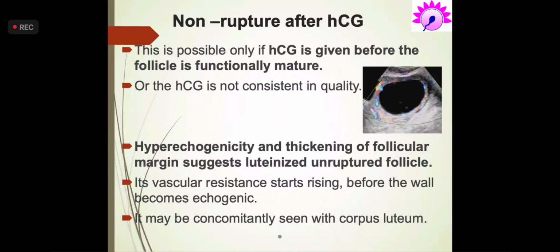Non-rupture of the follicle after the trigger. This is possible if the trigger is given before the follicle is functionally mature. That means you have not seen the blood flows and you have given the trigger. That's when the LH receptors are not sufficiently developed. Therefore, the LH is not sufficiently perceived, and it goes into a luteinized unruptured follicle. Luteinized unruptured follicle is recognized by hyperechogenicity of the outer walls, and also by increasing resistance of the perifollicular blood flows.